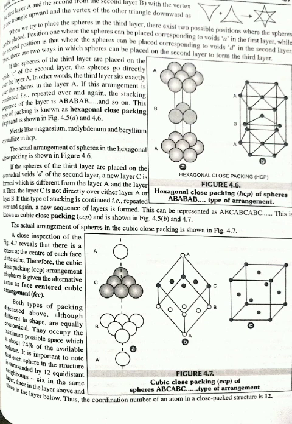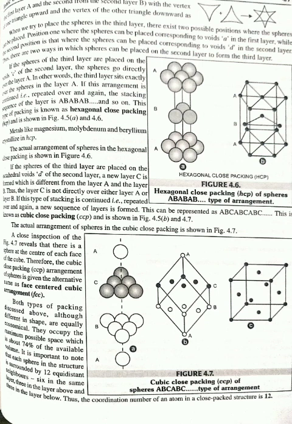If this type of stacking is continued, that is, repeated over and over again, a new sequence of layers is formed. This can be represented by ABC, ABC, ABC, and so on. This is known as cubic close packing, CCP, and is shown in figures 4.5 and 4.7.